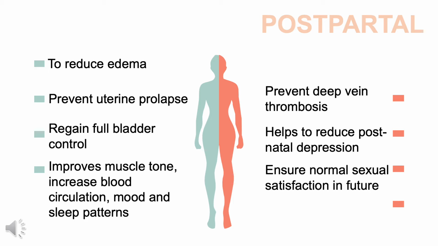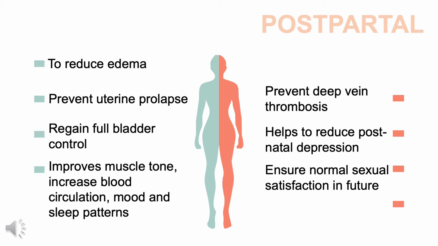Then fifth is to prevent deep vein thrombosis, also known as DVT. So what is DVT? It refers to blood clots in deep veins of the legs, arms, or pelvis. So pregnancy is a risk factor for the development of deep vein thrombosis.